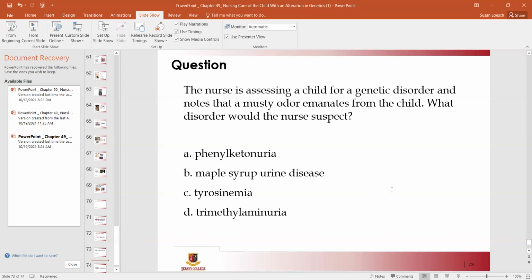The nurse is assessing a child for a genetic disorder and notes that a musty odor emanates from the child. What disorder would the nurse expect? Hopefully you said PKU. Remember maple syrup? They'll have that burnt sugar or maple smell. The tyrosinemia, they'll have that cabbage-like smell. And then the trimethylaminuria, they should have that rotten fish-like smell.